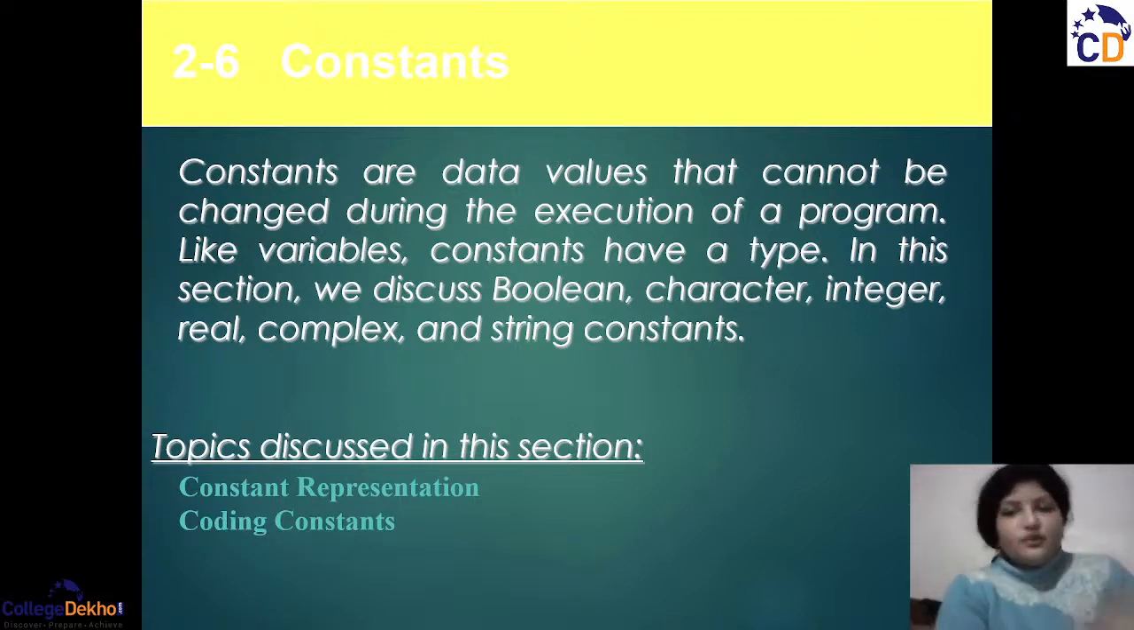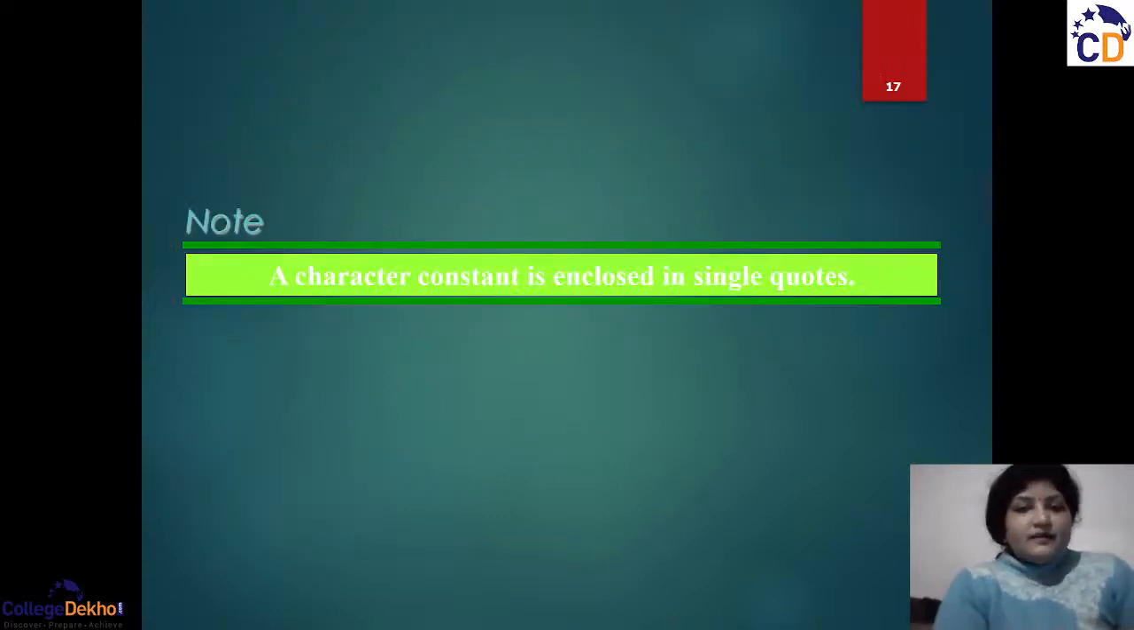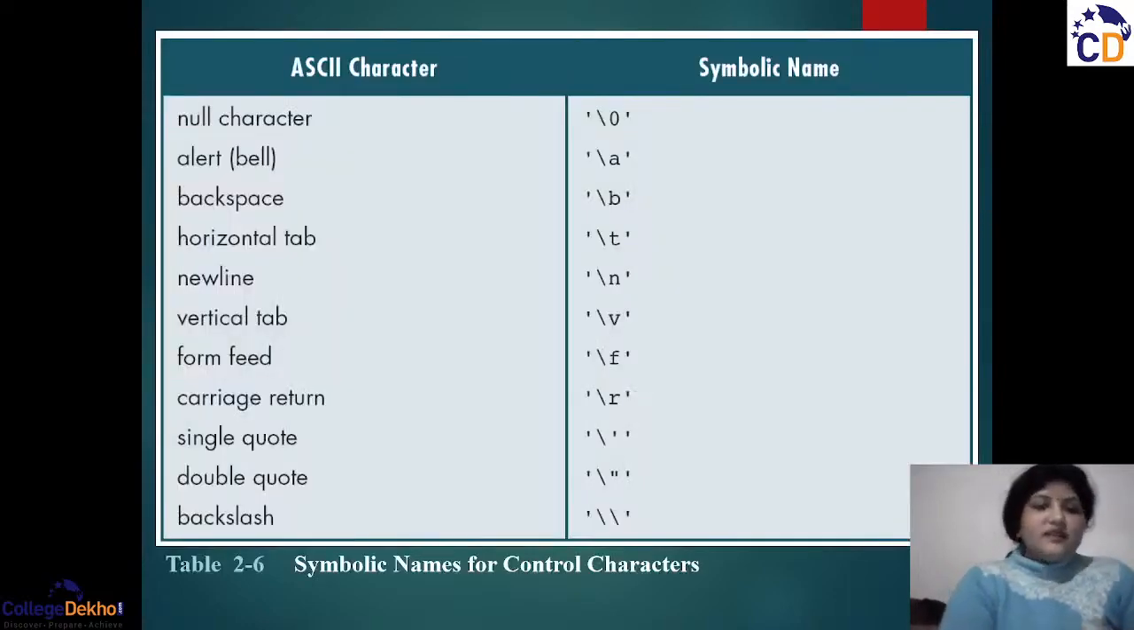I'm going to show you how it is used in our programs. Like variables, constants have a type. In this section we discuss boolean, character, integer, real, complex, and string constants. So let us start with this. A character constant is enclosed in single quotes. So whenever we define a character constant, it should be enclosed in single quotes. Now I'm going to show you some of the characters and constants which have symbolic meanings also.